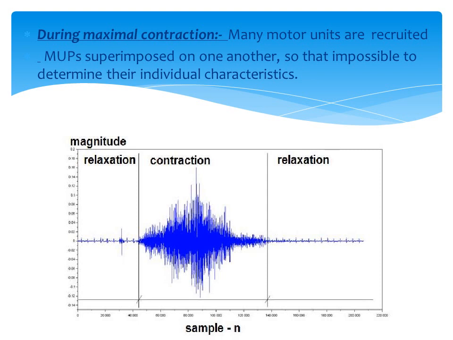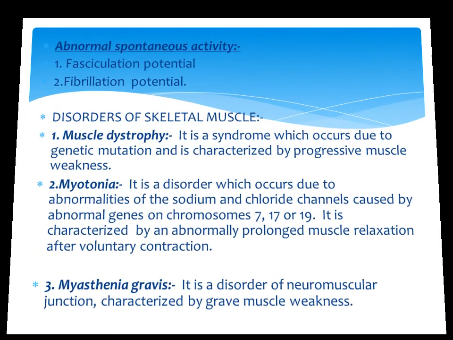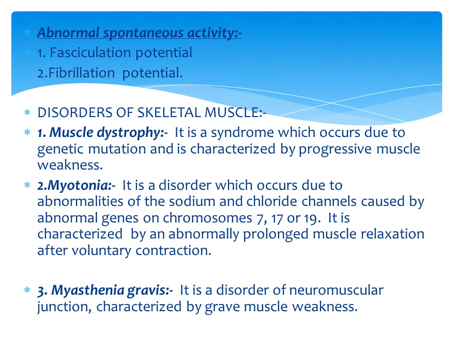And again, when the muscle starts relaxing, the graph will show a decrease in amplitude and frequency. Coming to abnormal spontaneous activities, these are the fasciculation potentials, which resemble motor unit potentials and represent the involuntary contraction of muscle fibers of a single motor unit. And the fibrillation potentials are of very short duration and low amplitude. These are seen sometimes.